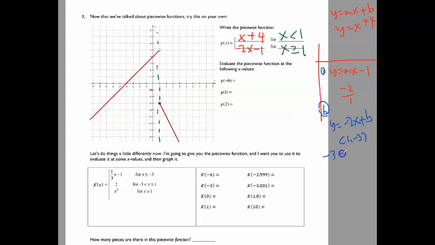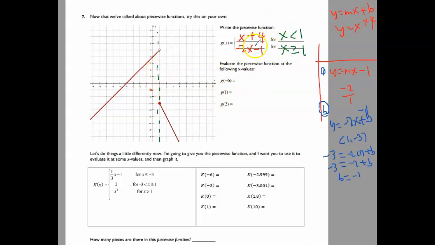So negative 3 is equal to negative 2 times 1 plus b. Negative 2 plus b is equal to negative 3. b must be negative 1. So the y-intercept is negative 1. You still get the same thing. Okay, so you should know how to come up with a linear function equation that way.